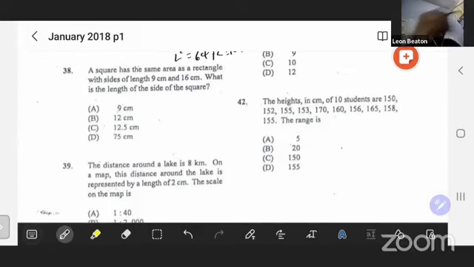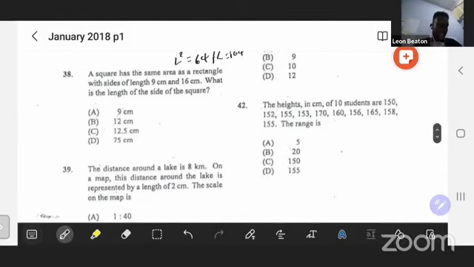So it says a square has the same area as the rectangle, and they give us the sides of the rectangle. So we have to find the area of the rectangle, and that would be the same as the area of the square. The area of the rectangle is length times breadth, in this case 9 times 16. So 9 times 16 will give you 144 when you work it out, 144 cm squared.